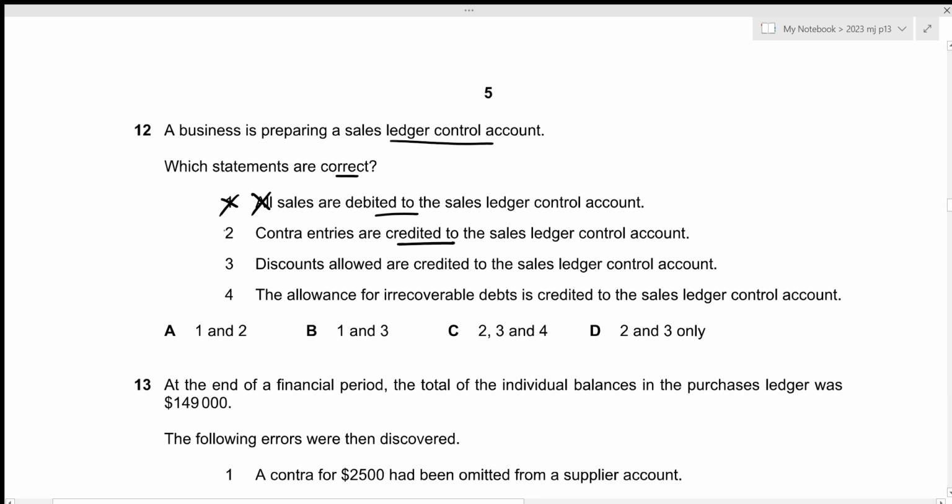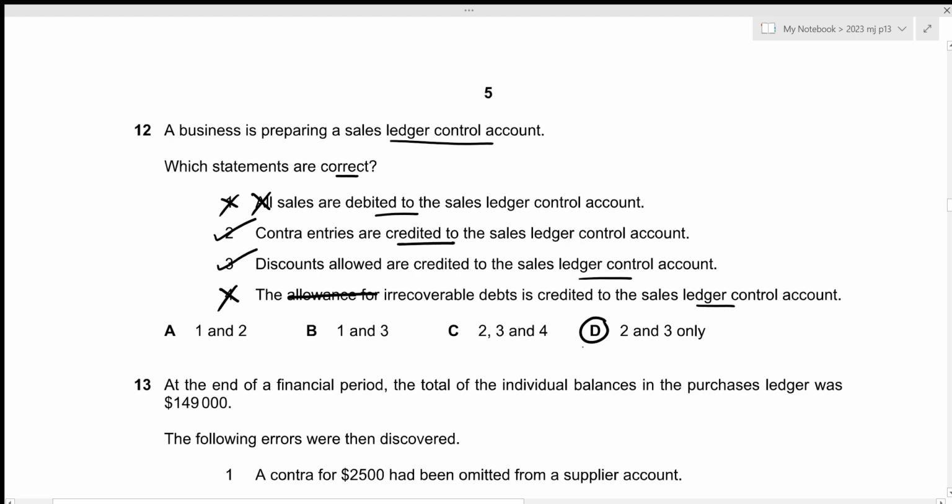The second one is that the contra entries are credited to the sales ledger control account. That is true. The third one is discounts allowed are credited to the sales ledger control account. That is true as well. And the fourth one is the allowance for irrecoverable debts is credited to the sales ledger control account. This is incorrect. We do not credit allowance for irrecoverable debts. We only credit irrecoverable debts. So we're looking for 2 and 3, which is given in option D.